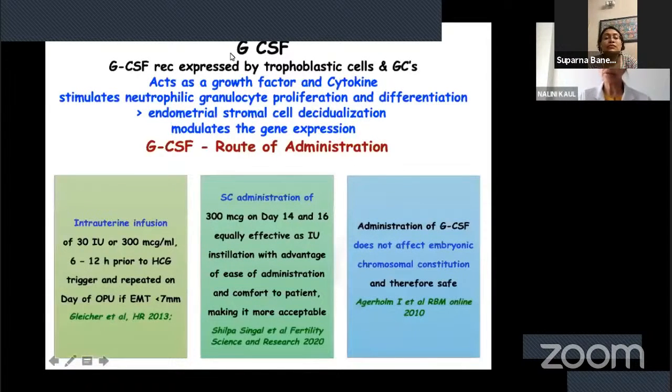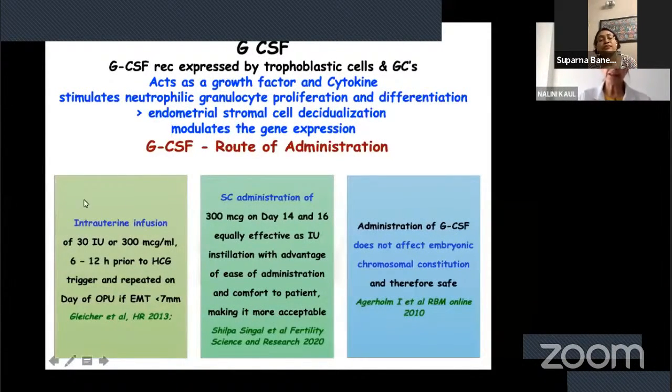And the first growth factor that was used was GCSF, that is the granulocyte colony stimulating factor. These receptors are expressed on the trophoblastic cells as well as the granulosa cell. It acts as a growth factor and cytokine and stimulates proliferation and differentiation, and also endometrial stromal decidualization, and it modulates gene expression. So all very good on the growth factor front.